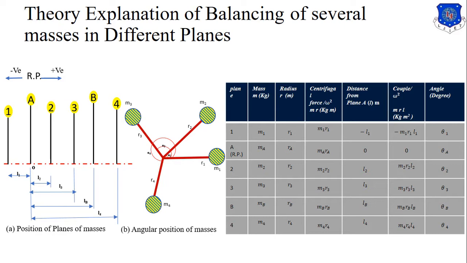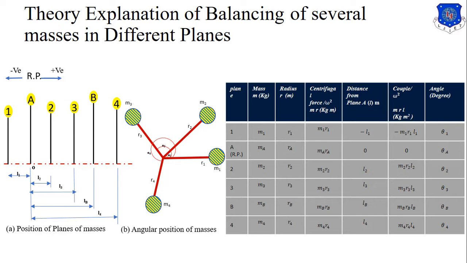Now the distance from plane A. Because 1 is on the opposite side, we have to take it as minus L1. A to A is 0. Then L2, L3, LB and L4. Now the couple by omega square, which is the product of force into length. So here minus M1 R1 L1, this is 0, M2 R2 L2, M3 R3 L3, and so on for each and every value.